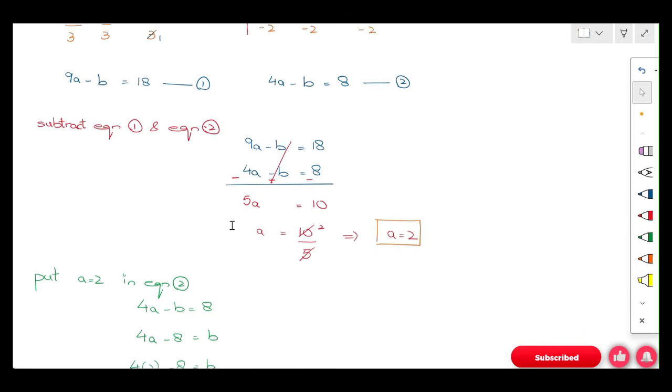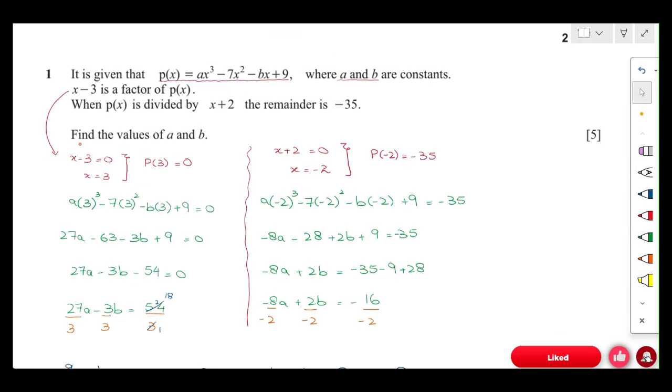Now let me read the question again. Find the values of a and b. We just need to solve for the values of a and b. So we are done with question 1.